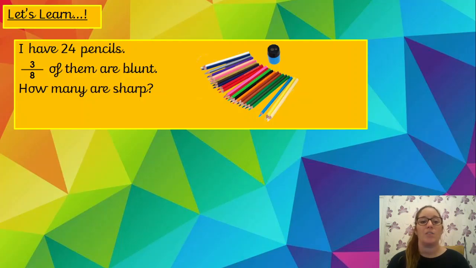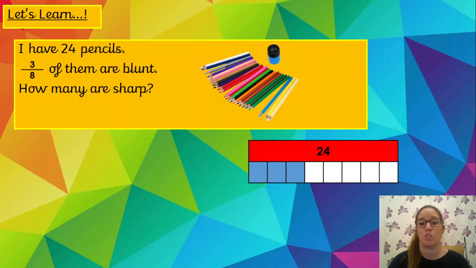So, final thing then. I have 24 pencils. 3/8 of them are blunt. How many are sharp? So think carefully about this. This is a bar model to show that we have got 24 as our whole, and we've got 3/8 that we know about, which are blunt. So if we know we've got 3/8 that are blunt, we also know that we've got 5/8 which are sharp.